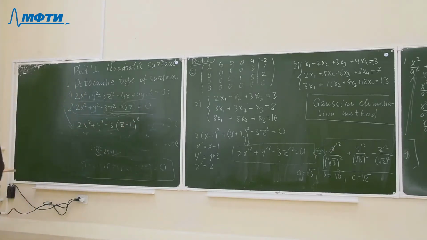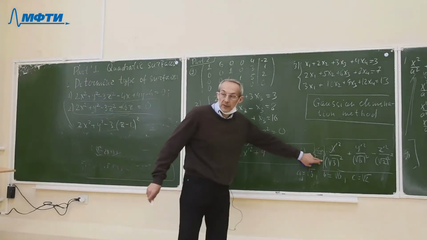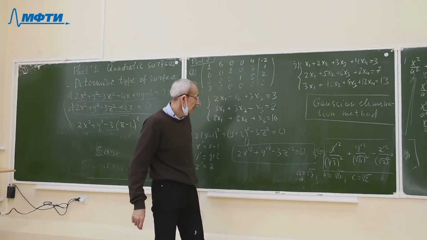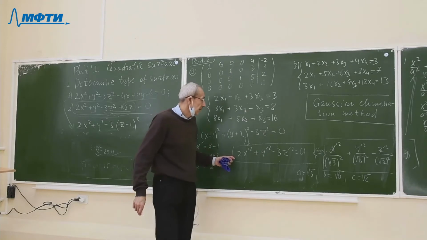In this equation, on the right part, we wrote 2x prime square plus y prime square minus 3z prime square. And what number did you divide it by if you get square root of 3? Yes, this. What did you divide this number by?